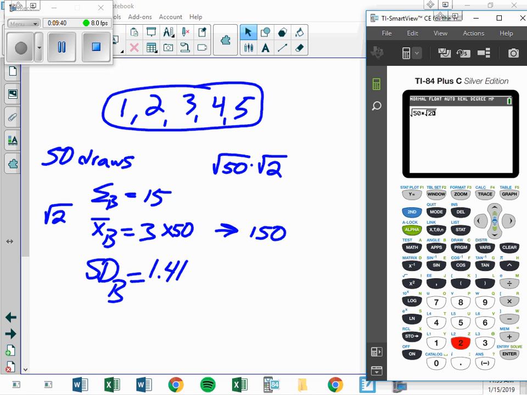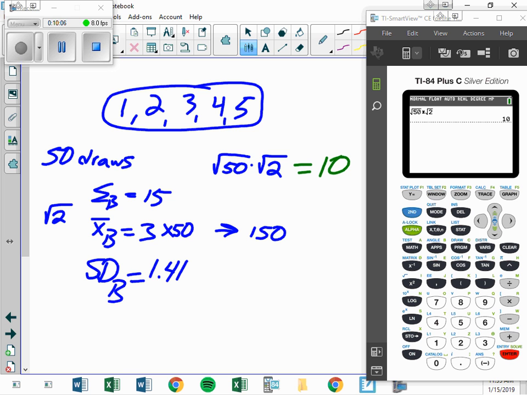Oh, don't do it that way. Don't put one square root inside the other. So the square root of 50, and then you have to push right. Oh my goodness, I really messed that up. Sorry. Square root of 50, push right, times the square root of 2, and I get 10. Okay.